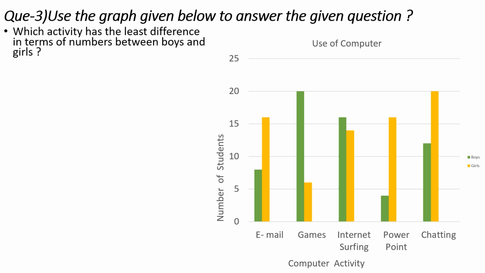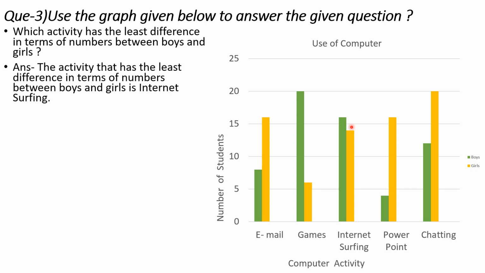Then which activity has the least difference in terms of numbers between boys and girls? Least difference. So we can find out the difference by comparing the two bars from here. So see, compare all this and you can find here is a difference which is less, right? It means the activity that has the least difference in terms of number between boys and girls is internet surfing. Just by observing the bar graph, we can give the answer very easily.